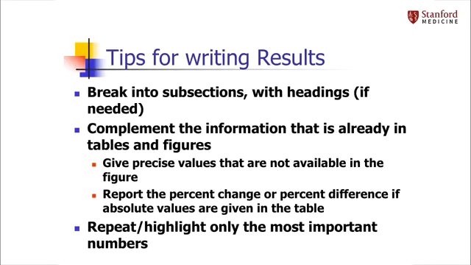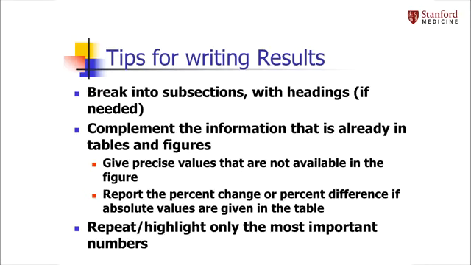For example, rather than repeating that good witches exercise 60 minutes a day and bad witches 30 minutes a day, you could say that good witches exercised twice as long as bad witches. That would complement the information in the table. You can repeat or highlight the most important numbers from the table.